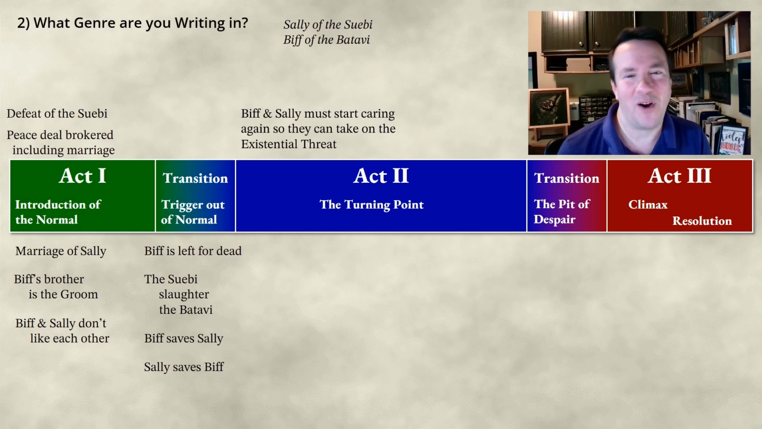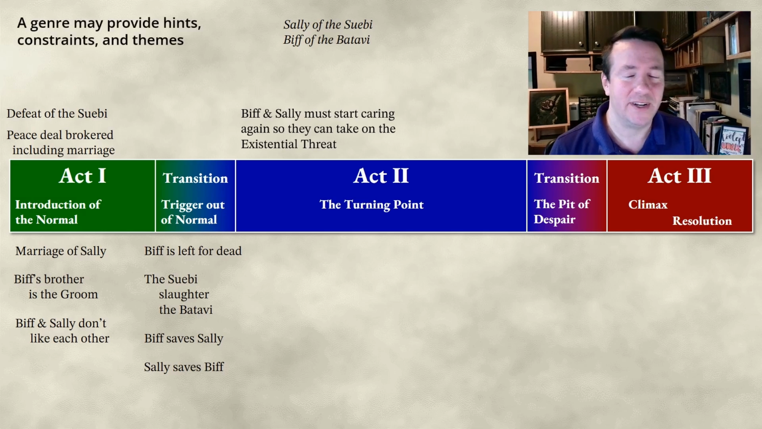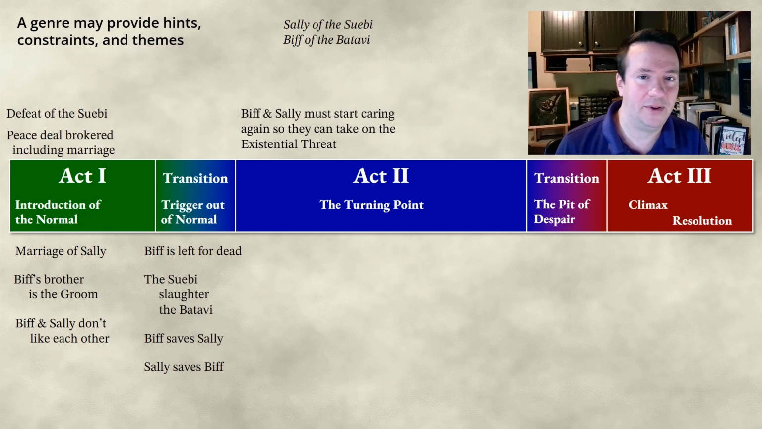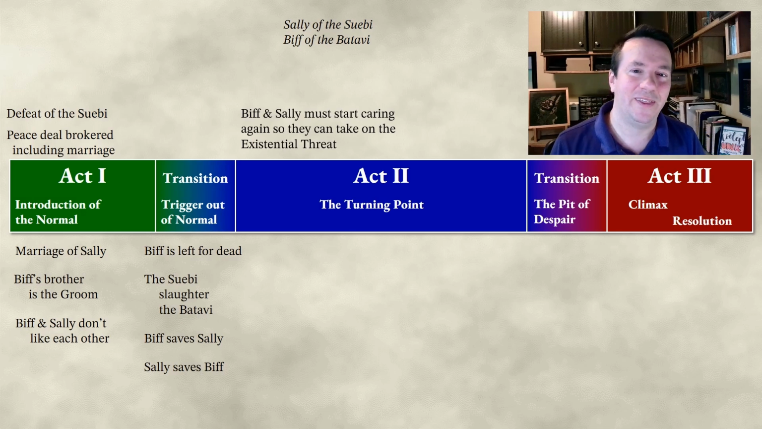Now, to some degree, we've already talked about this in the first question, but let's dive a little bit deeper. The genre you work with provides hints and constraints and themes that can help guide you as you develop a plot. Since I write fantasy, that might include magic, fantastical races, or other otherworldly things.